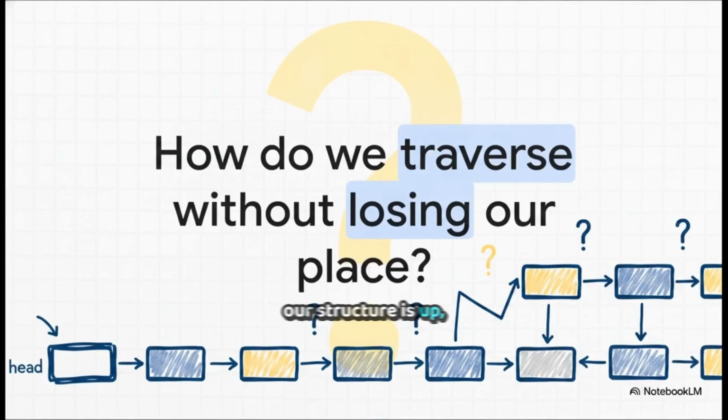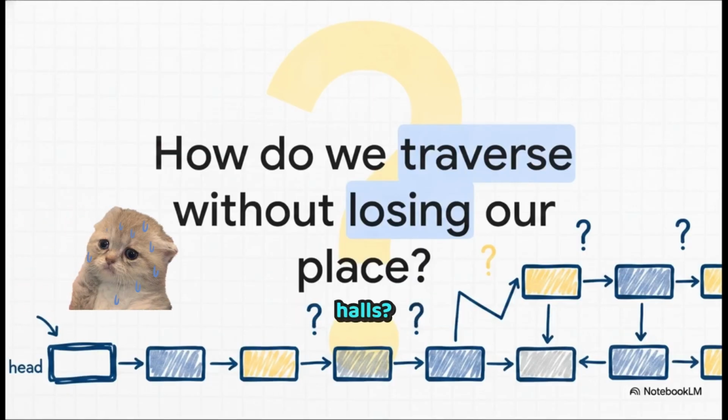So our structure is up, but how do we actually walk the halls? I want you to think about this for a second. It's a crucial question. How do we actually traverse this chain without losing our place? I mean, if our program only keeps track of the head of the list, how do we confidently reach the very end without breaking the whole thing apart?